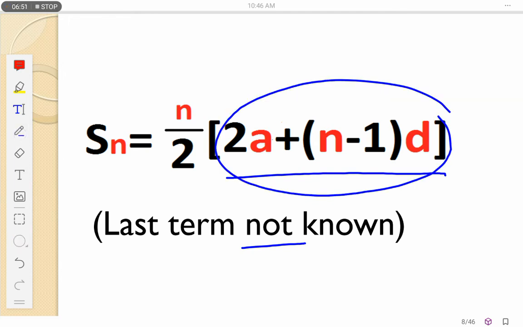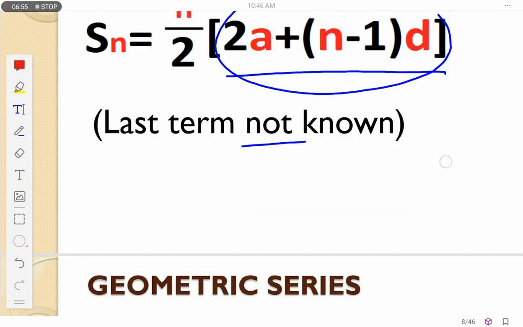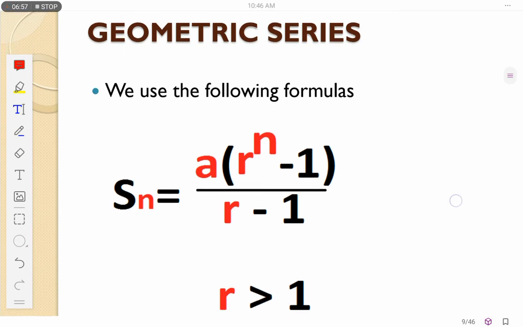Now that we have got that, let's look at geometric series. For geometric series, we also have two different formulas.